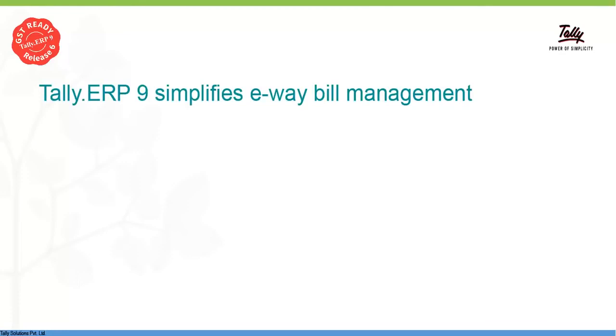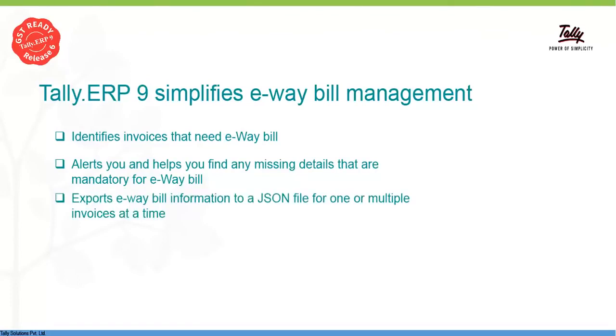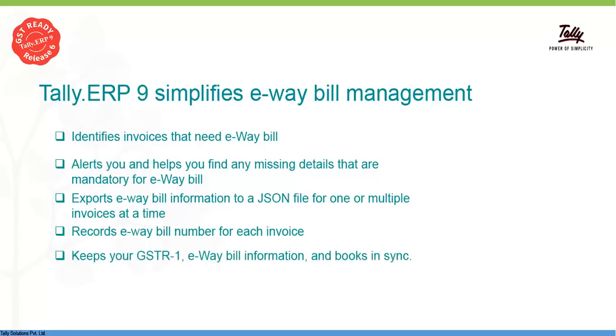In short, Tally ERP9 simplifies e-way bill management and identifies invoices that need e-way bill, alerts you and helps you find any missing details that are mandatory for e-way bill, exports e-way bill information to a JSON file for one or multiple invoices at a time, records e-way bill number for each invoice, and keeps your GSTR1 e-way bill information and books in sync.